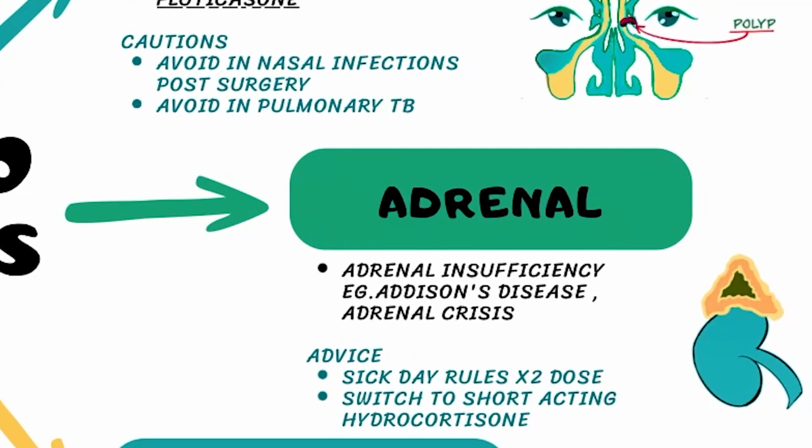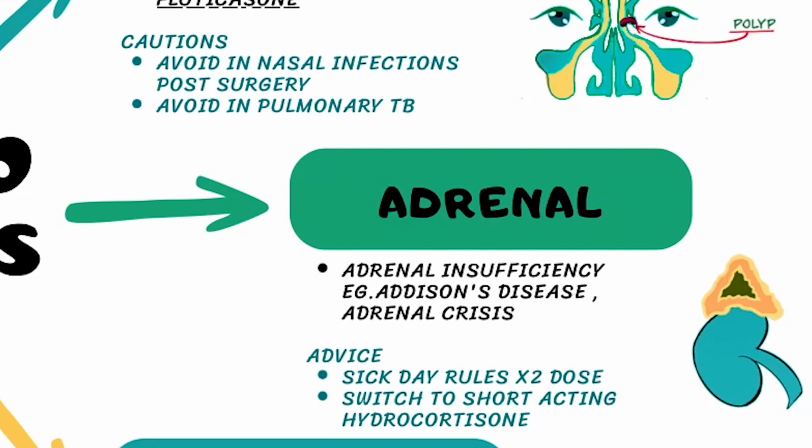Moving to adrenal insufficiency, which happens due to the inadequate production of steroid hormones in the adrenal cortex of the adrenal glands. It is treated with synthetic steroids, for example hydrocortisone and prednisolone. Increased doses are required in times of stress to prevent adrenal crisis.